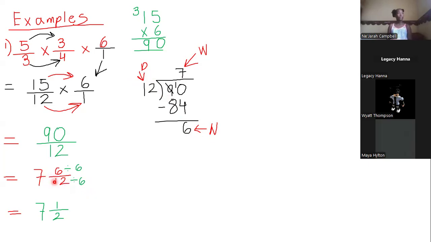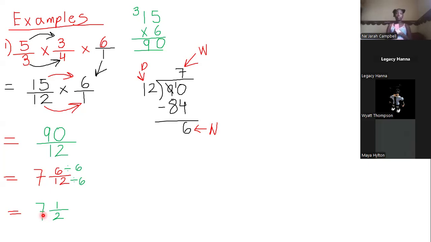Now we want to simplify it. What number do we use to simplify it? 6. 6 divided by 6 is what? 1. And 12 divided by 6 is what? 2. So the answer is what? 7 1/2. Do you understand this? Yes, sir. Are you writing this down? Yes, sir. Okay. Seth, do you understand how we got this?